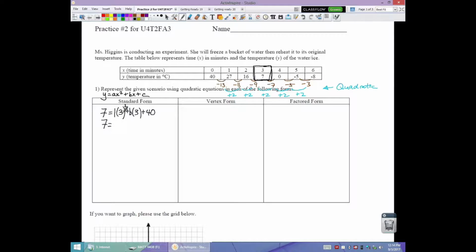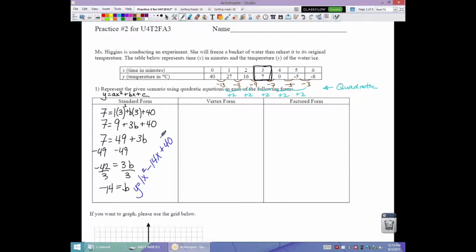So 7 is equal to 1 times 3 squared. That means 1 times 9, or 9, plus 3b plus 40. 7 is equal to 9 plus 40 is 49 plus 3b. Subtract 49 on both sides. I'm at negative 42. Divide both sides by 3, so b is negative 14. So my standard form here is y equals 1x squared minus 14x plus 40. I am not expecting you to solve for that. I'm hoping that you will use quad reg as you do it.